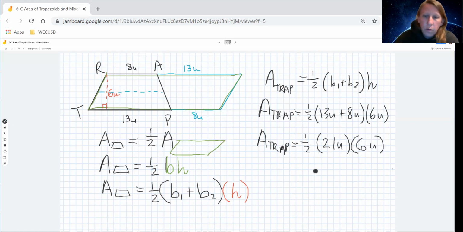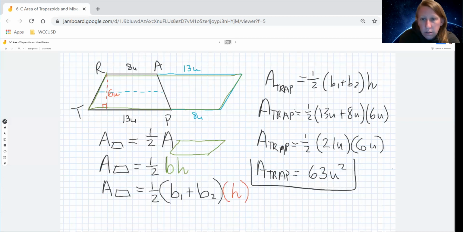Units squared. When I do this math problem, because I don't have my calculator nearby, I'm going to do half of 6, because 6 is an even number and it's easy to take half of. So half of 6 is 3. 3 times 21, 3 times 20 is 60, 3 times 1 is 3, so 3 times 21 is 63. Units times units is units squared. All right, that's it.